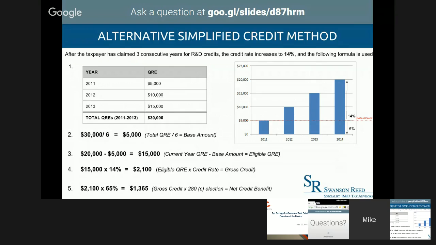Now line 4, that $15,000 is multiplied times 14% equals $2,100. Line 5, it's a current year return, so we have to use a 280C election of 65% times that $2,100 to arrive at a gross credit of $1,365. Again, we'll do those calculations for you, but the reason I wanted to walk through this one with you is because it is sometimes misleading to say, oh, the first 3 years we use 6%, 4th year we can use 14%, and that sounds like a big jump. But when you realize that the methodology of calculating your eligible QRE changes dramatically, the 14% is still advantageous to the 6%, but not as much as it might appear on the surface.